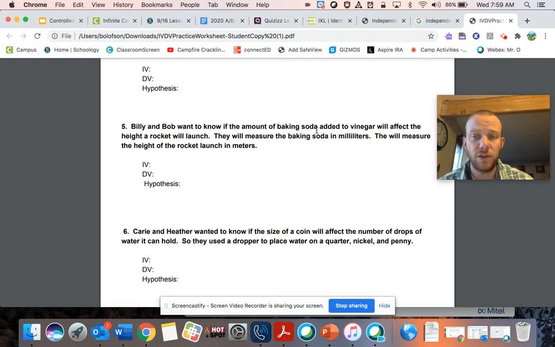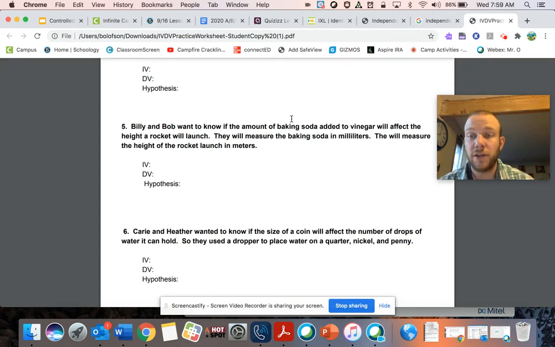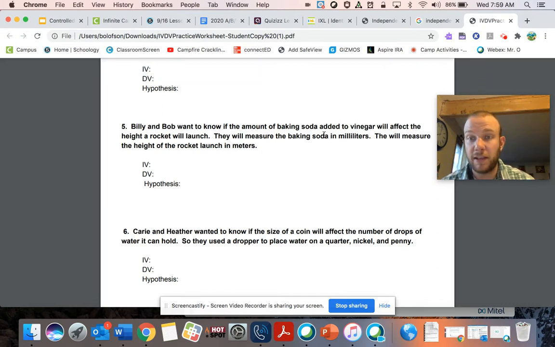The amount of baking soda added to vinegar to affect how high a rocket will launch. Anytime baking soda and vinegar have a reaction, that I'm sure you know from last year, you could do a bunch of different experiments testing the amounts of baking soda and vinegar and seeing the reaction.